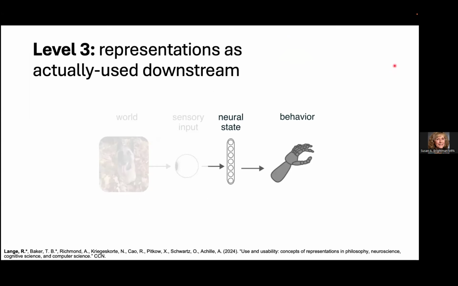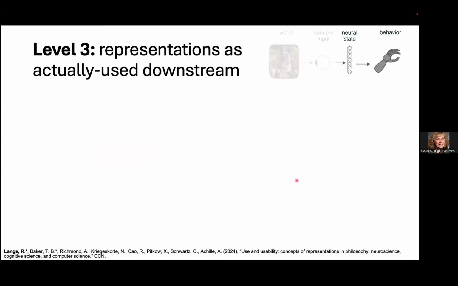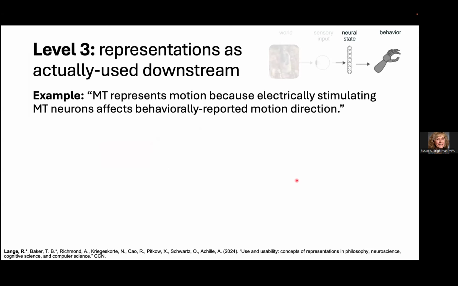This brings us to level 3. Level 3 is a definition of what is represented in a system that emphasizes what happens downstream, the use of that representation in behavior. Here's an example. You might see a neuroscience paper that says medial temporal cortex, MT, represents motion information because electrically stimulating MT neurons affects behaviorally reported motion direction. The idea is if we go in and we causally intervene on this system, it affects behavior. Therefore, we conclude that it was representing motion.